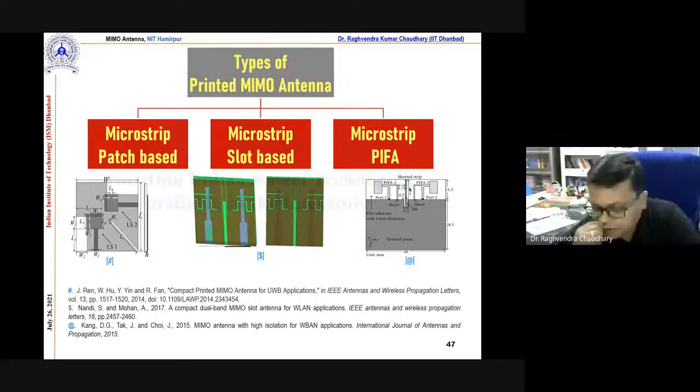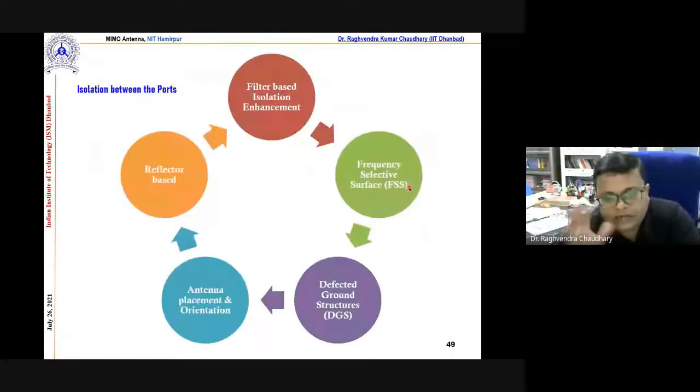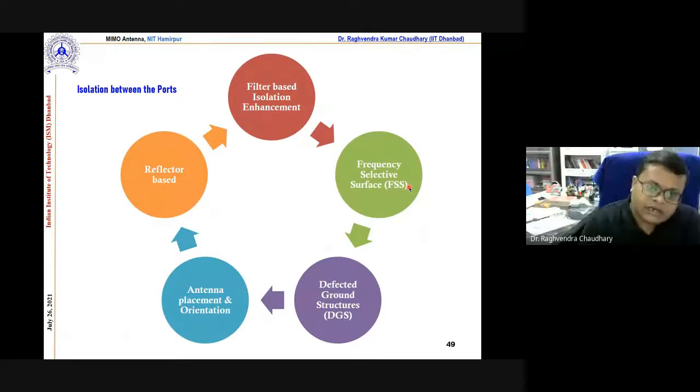In the previous slide, I divided it into five. This is my personal view over these things. I divided it into five parts: filter based, FSS based, DGS based, orientation based, and reflector based. Under that I'll put examples here of how you can carry out these things.